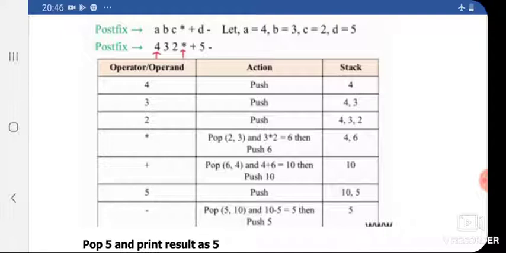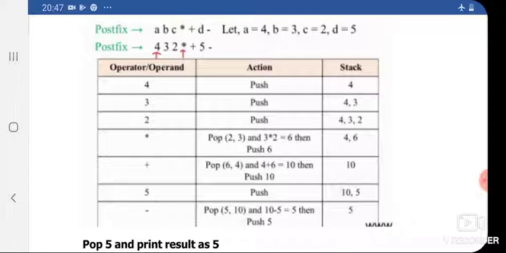Next incoming symbol is plus, which is an operator. Again we pop the first two values, let us call them s1 and s2. Therefore s1 becomes 6, s2 becomes 4, and we perform s2 plus s1, that is 4 plus 6 equal to 10, and again we push 10 back to the stack. Now inside the stack there is only one value, 10.